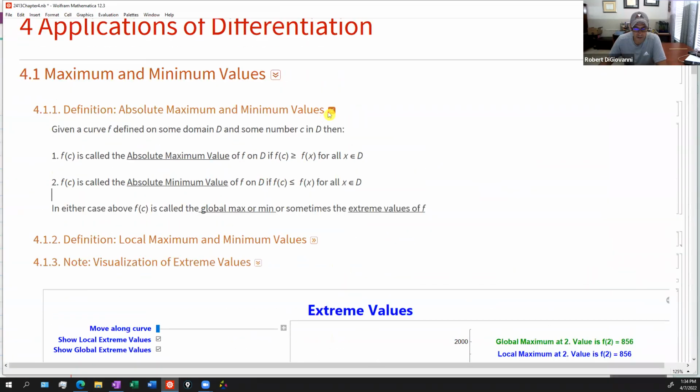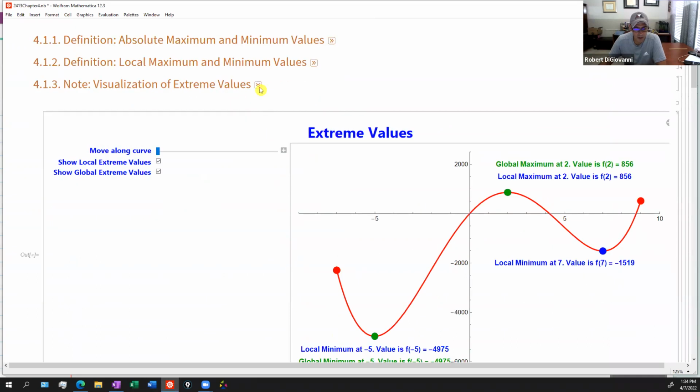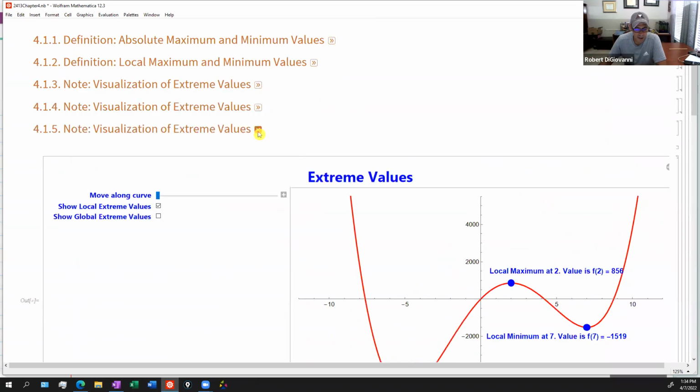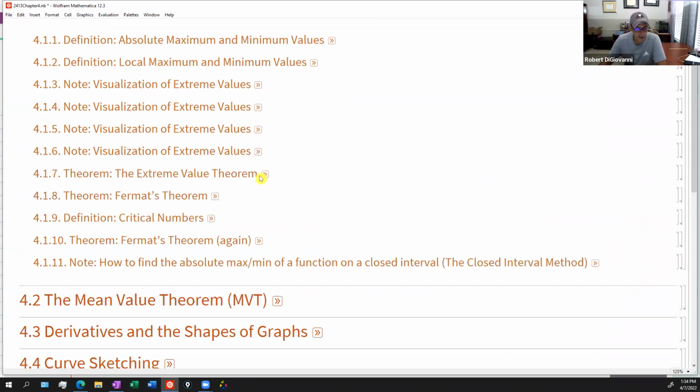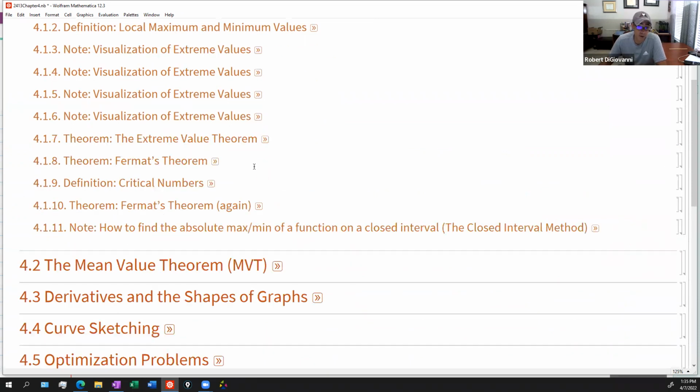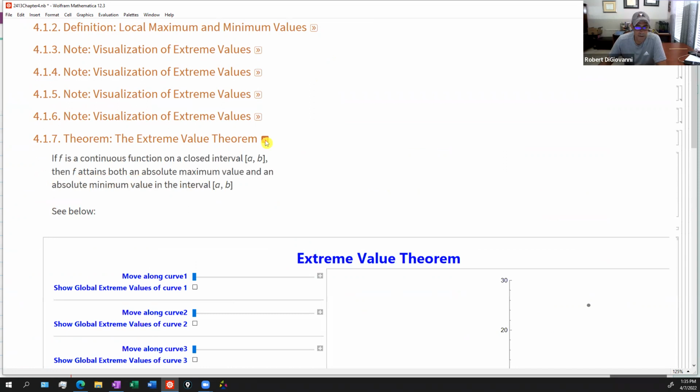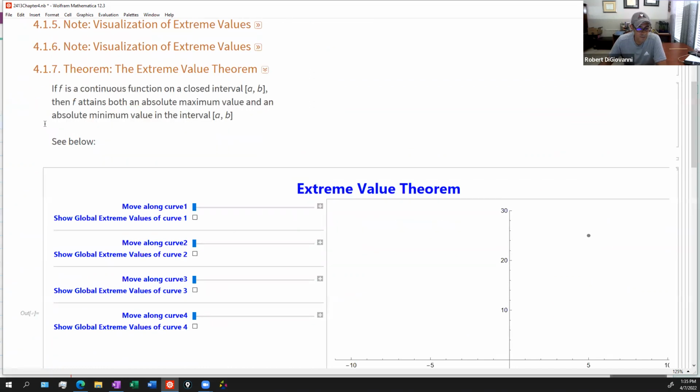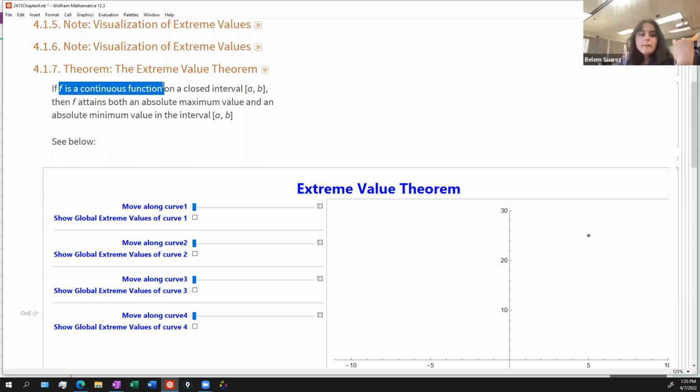So we have these 2 definitions now. We've looked at the visual idea behind them. And now we have our first theorem of the section, which is called the extreme value theorem. Here's what it says. If f is a continuous function, do y'all remember what continuous meant? What's the basic idea of a continuous function? Keeps going.